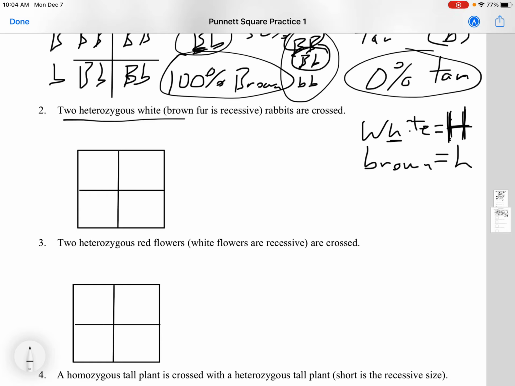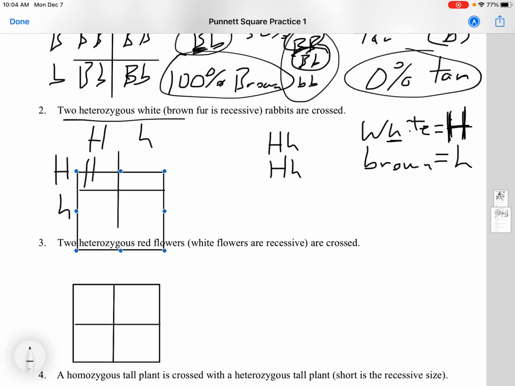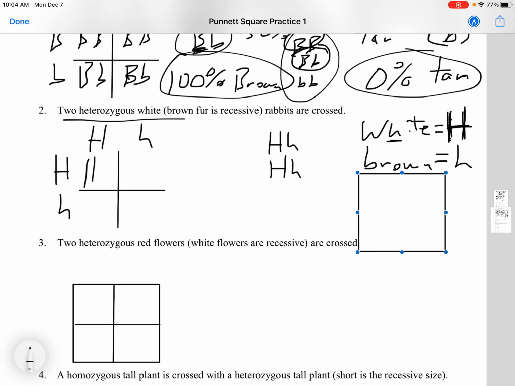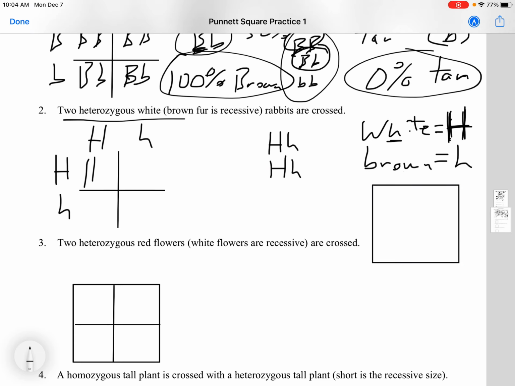All right, two heterozygous white. So heterozygous, remember, is when their allele pairs are different. So these are the two parents. Let me write them in here. Okay, bring down, bring over. Sorry, y'all. Bring down, bring over. Bring down, bring over. Bring down, bring over.